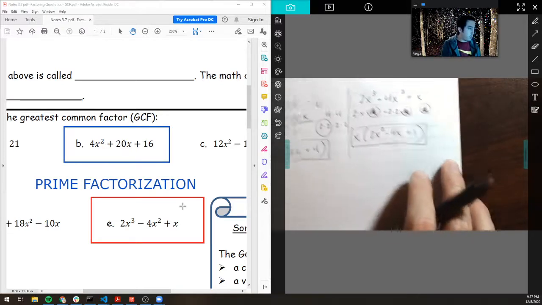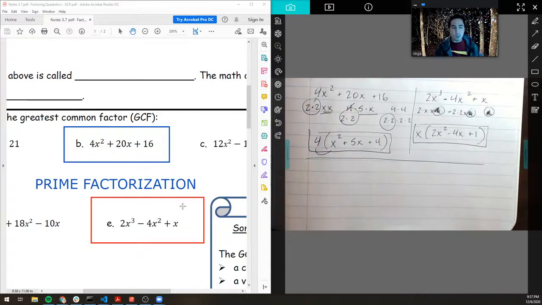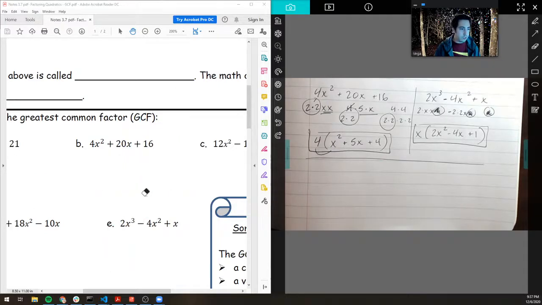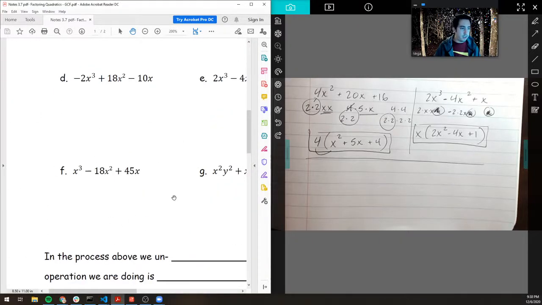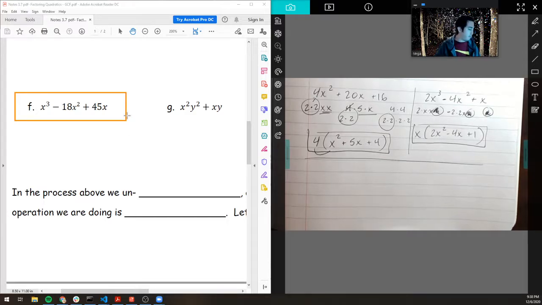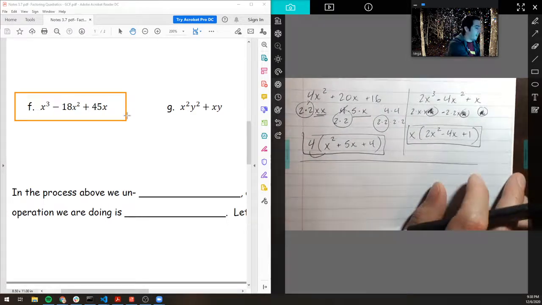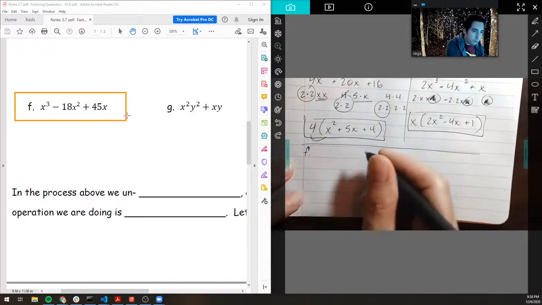All right, let's do maybe two more, and hopefully, again, this is review. You did this in Algebra 1. Hopefully you remember this a little bit. Let's pick some more. Let's do maybe F and G. So let's do this one. I'll always highlight which one I'm doing. You can hear me say the letter F, but just in case you didn't know.